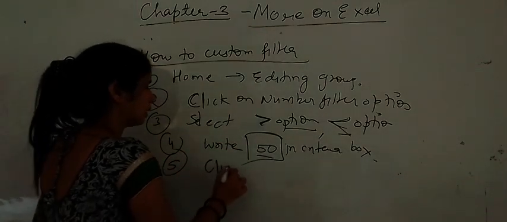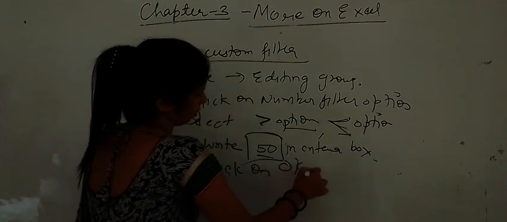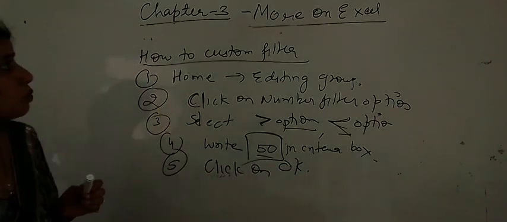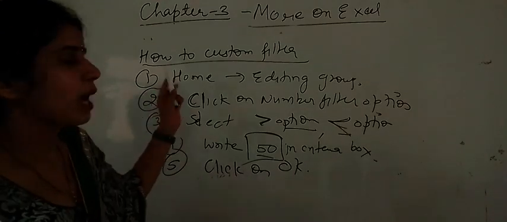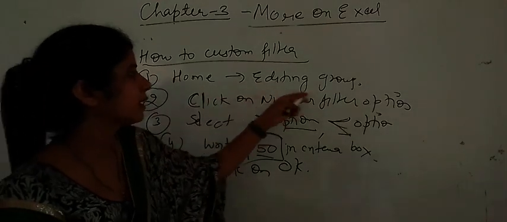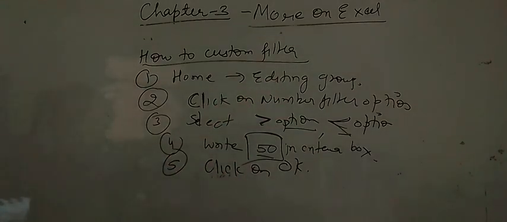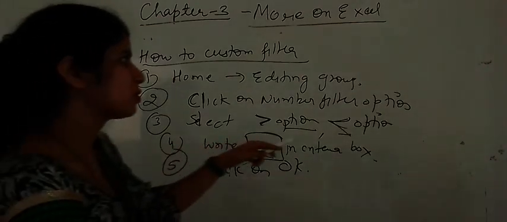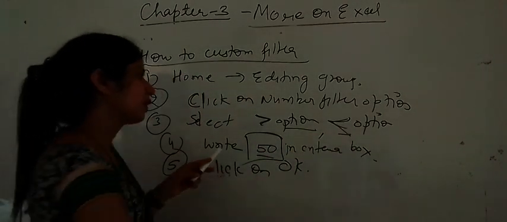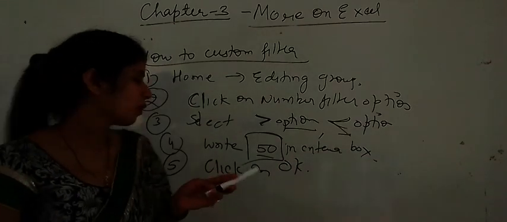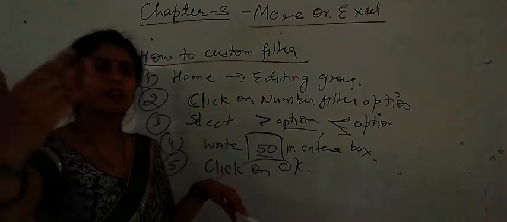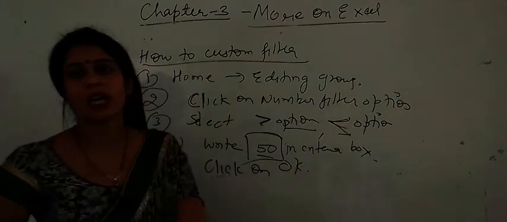Next you will click on the OK. So these are the steps to do the custom filter. First is, at first you have to select the data, then home editing group, then you have to click on number filter option. After this you have to select the option. Suppose you have selected greater than option, then you have to do it greater than, and if you have selected less than option, then you have to use the less option. After it you have to write the number in the criteria box. Okay, according to that number the filtration will occur, and at the end click on the OK option.